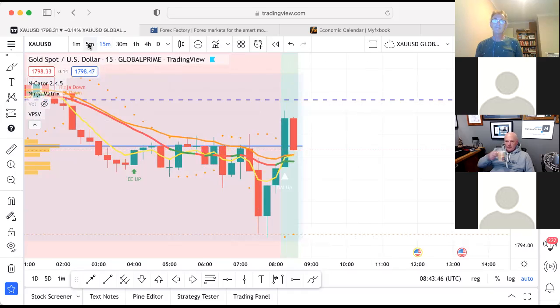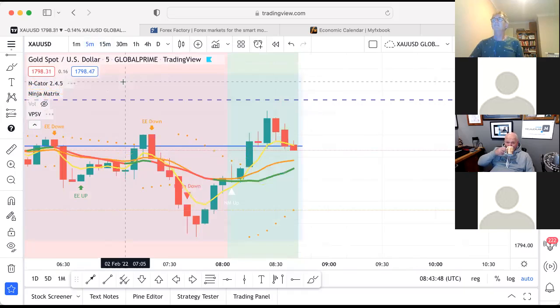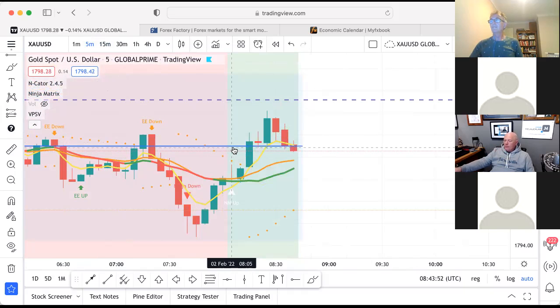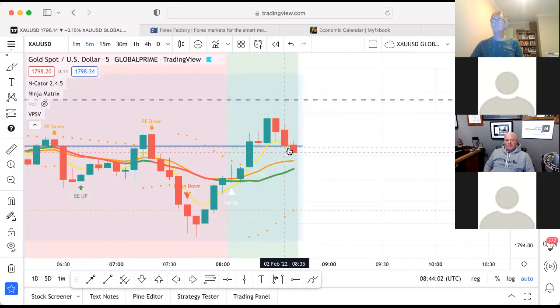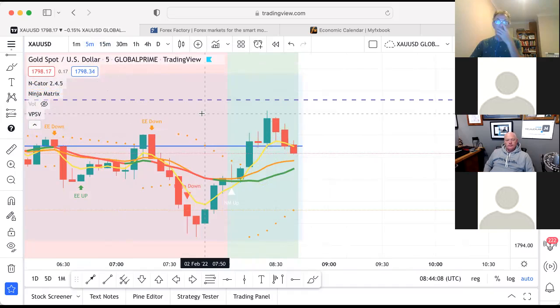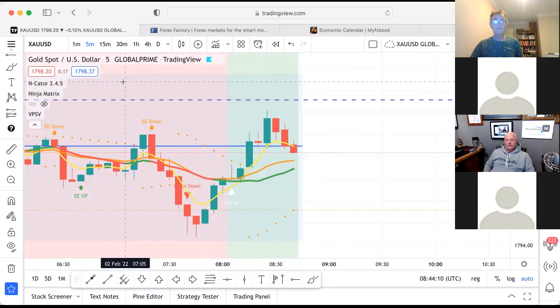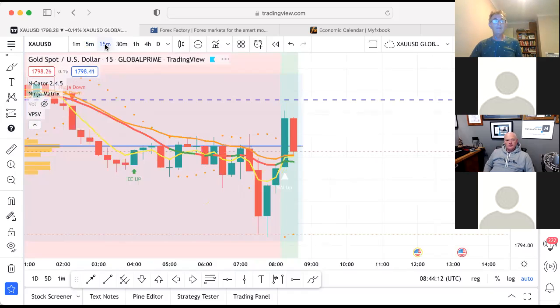Let's have a look at the 5 minute, see what that's showing. Now that's showing a slight reversal. We've still got the 5 MA above the 13 MA, but the 5 MA is turning. So we just have to wait and see. We've got about 50 seconds left of the current candle. We'll just see what happens with the next candle.